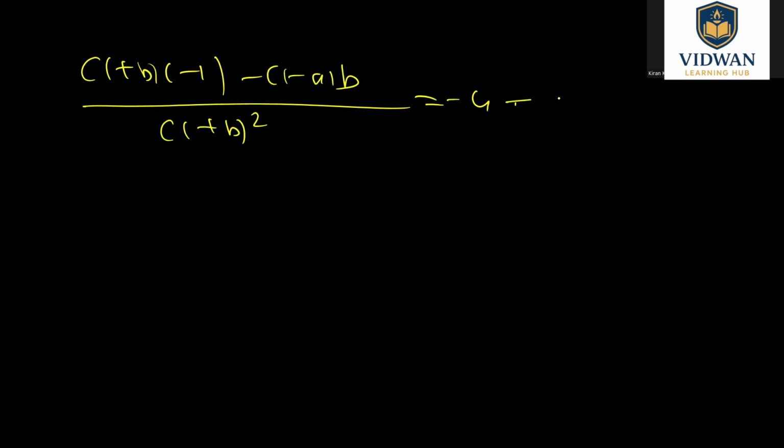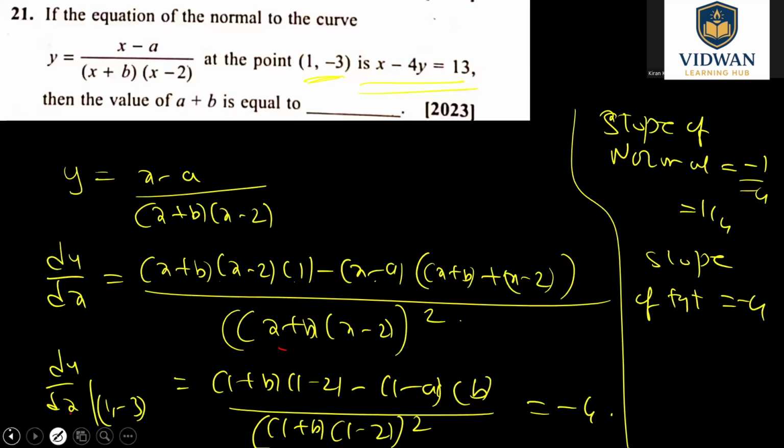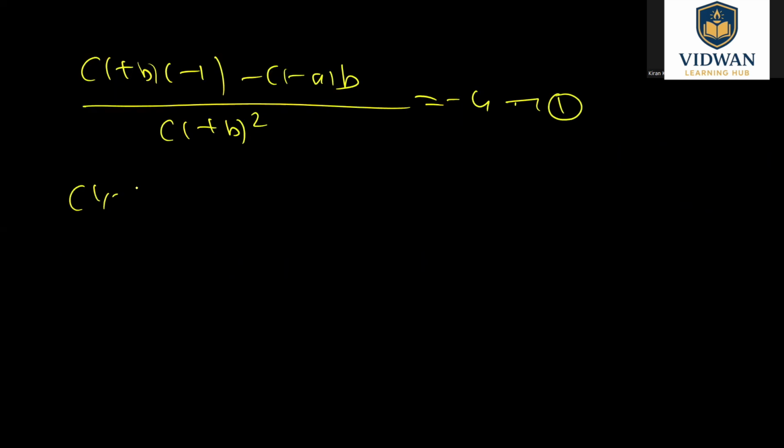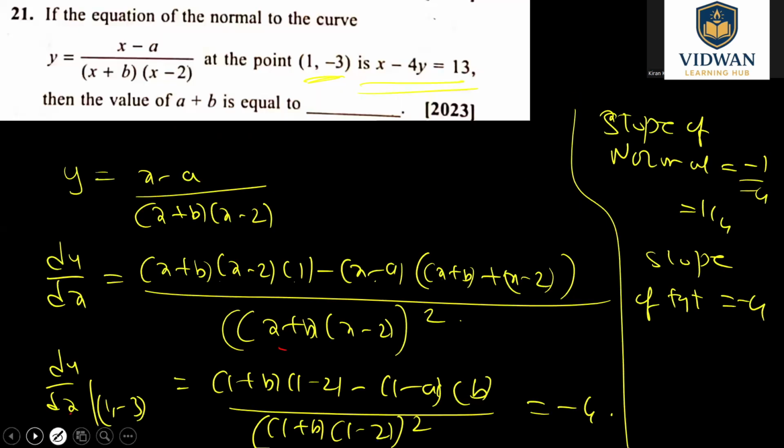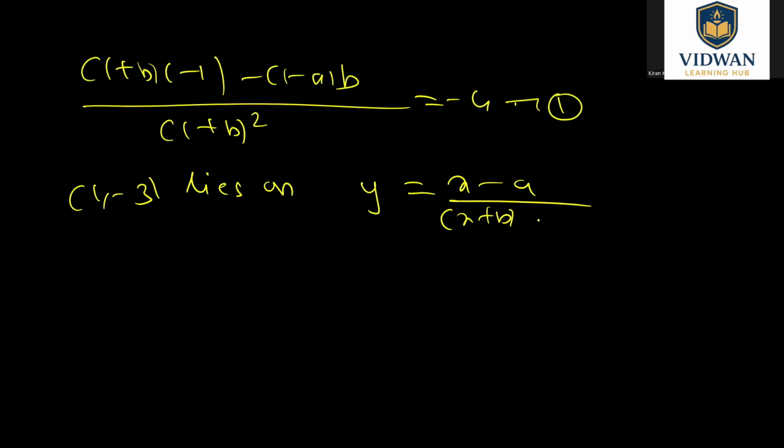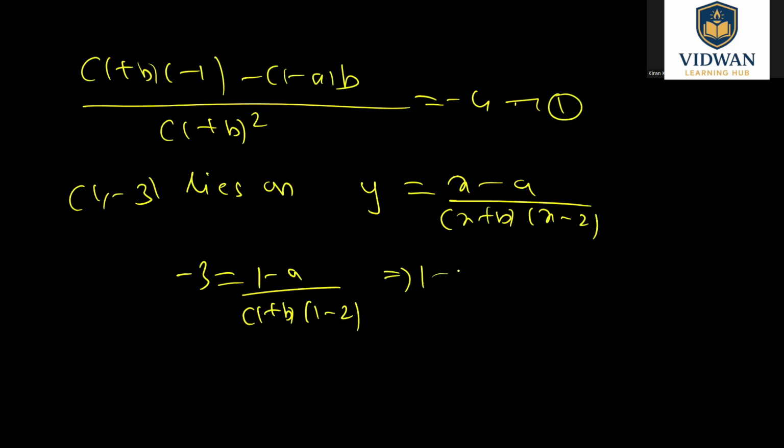And how will you get the other equation in a and b? 1 comma minus 3 lies on the curve, because you are finding normal at this point, which is also on the curve. So 1 comma minus 3 lies on the curve y equal to x minus a by x plus b into x minus 2. This is given to us. So minus 3 should be equal to 1 minus a by 1 plus b into 1 minus 2. So 1 minus 2 is minus 1, cross multiply, you'll get 1 minus a by 1 plus b value as 3. So this is condition 2.